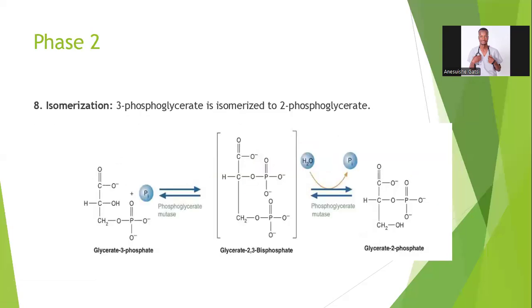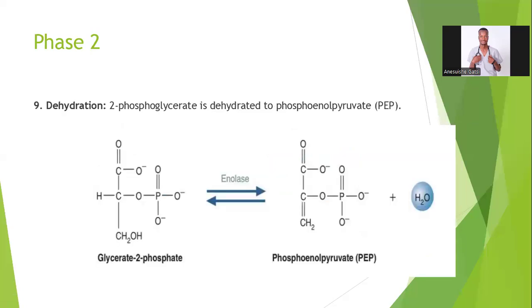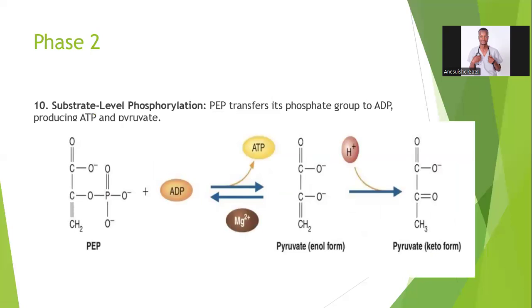Then remember I said we then isomerize to a 2-phosphoglycerate. This is more of a summary. Then we remove water using an enzyme called enolase. Then you produce PEP. PEP is what is called phosphoenol pyruvate. This is very important because this phosphoenol pyruvate is the last high energy molecule. So it then releases its phosphate moiety to ADP. Then you make an ATP, which basically then produces more energy.